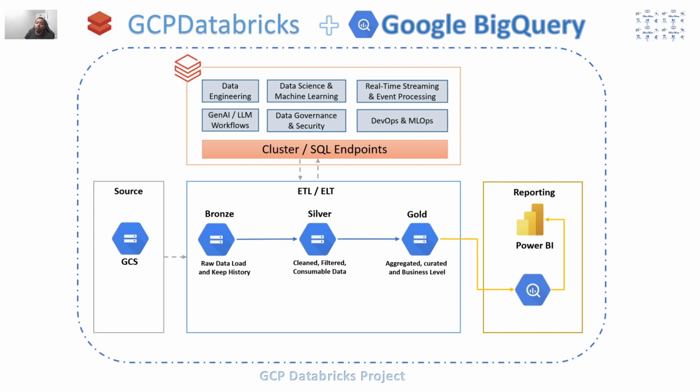Today I'll walk you through an end-to-end data pipeline built using GCP Databricks, GCS and BigQuery with Delta Lake tables governed by Unity Catalog.